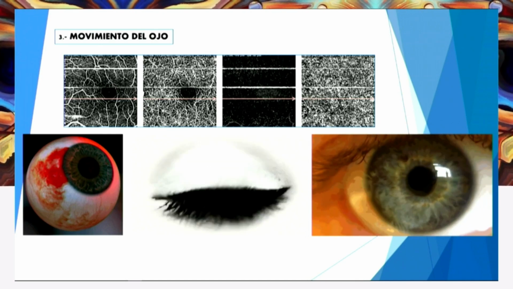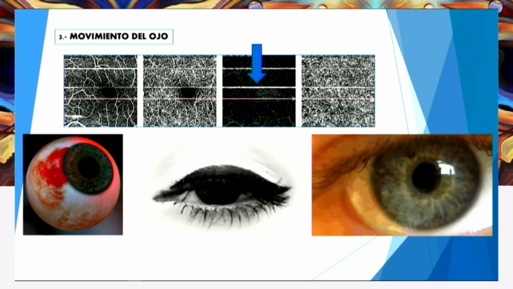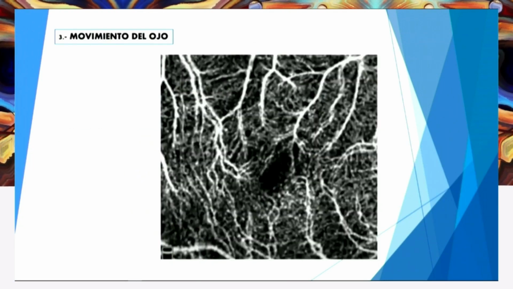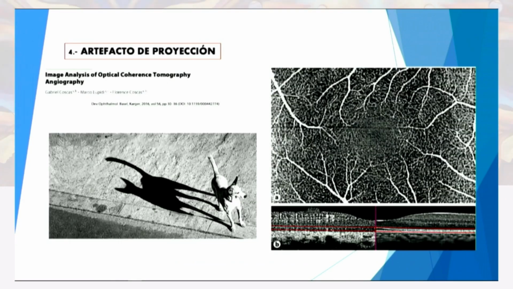And that's not only it, but we also have cases that there's duplication of vasculature because of that same movement. This is the same vessel. So it is very relevant to know this type of artifacts.